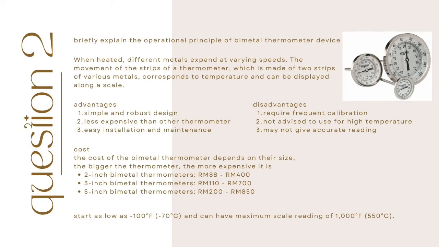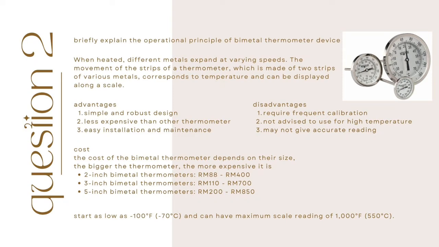I will explain the operational principle of the bimetal thermometer. When it is heated, different metals expand at varying speeds. The movement of the strip of a thermometer, which is made of 2 strips of various metals, corresponds to temperature and can be displayed along a scale. The advantages of the bimetal thermometer are its simple and robust design, lower cost than other thermometers, and easy installation and maintenance.